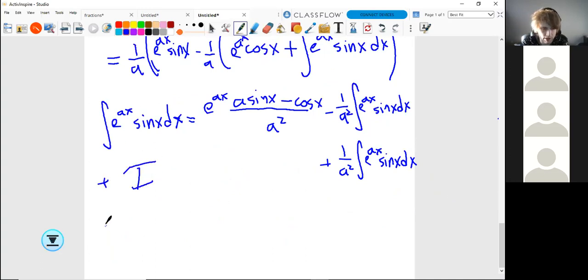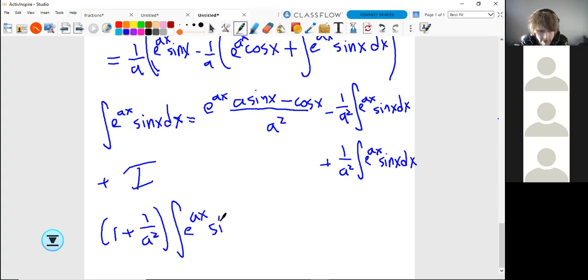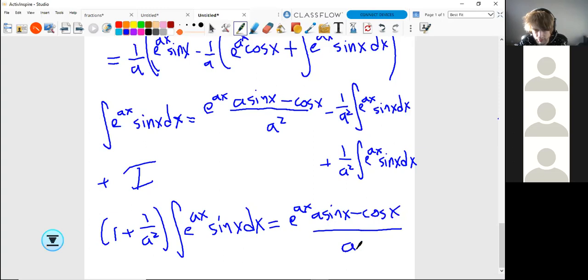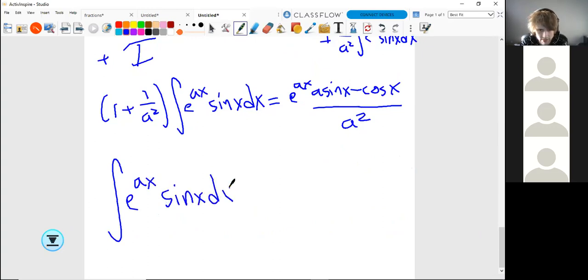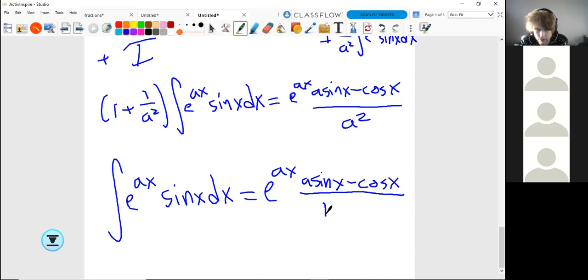I'm just going to add I. So we get 1 plus 1 over a squared times the integral of e to the ax sine of x dx is equal to this thing here, that is e to the ax times a sine of x minus cosine of x over a squared. If we multiply by the reciprocal of 1 plus a squared, then we get the integral of e to the ax sine x dx is equal to e to the ax times a sine of x minus cosine of x, over 1 plus a squared.